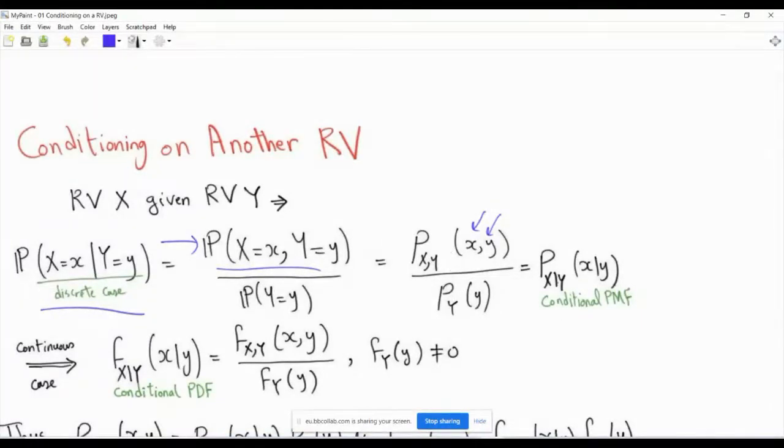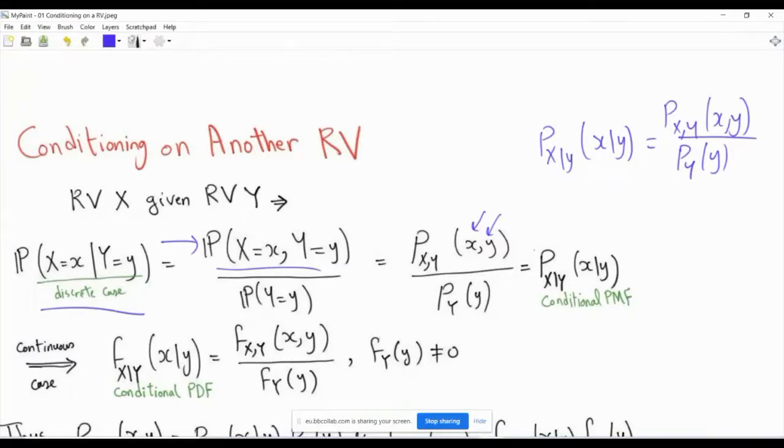Okay, so basically the conditional PMF of X given Y will be the joint divided by the marginal PMF of Y, which is the random variable you are conditioning on. And you get this thing which depends on two parameters, small x and small y.